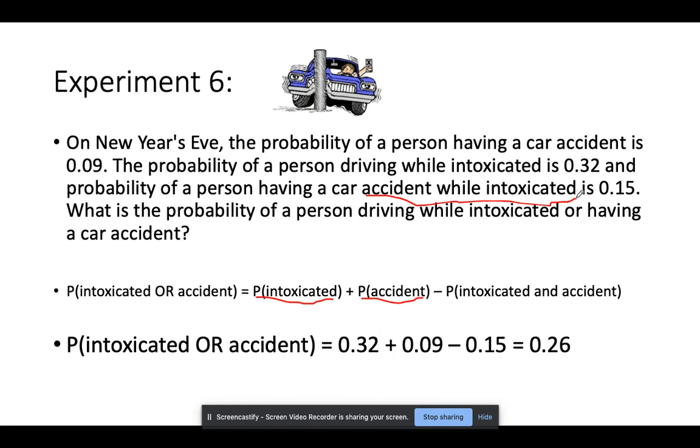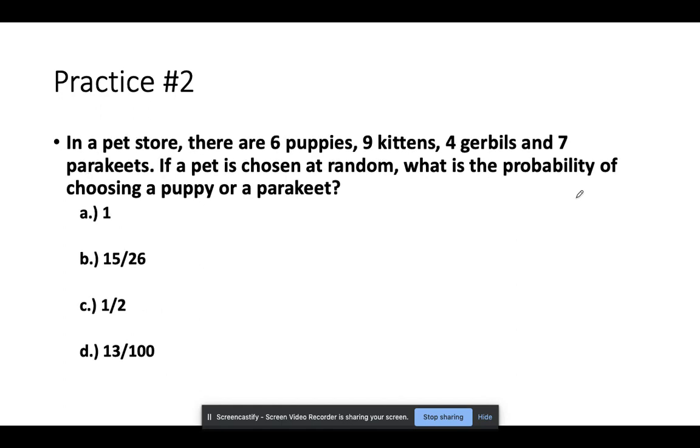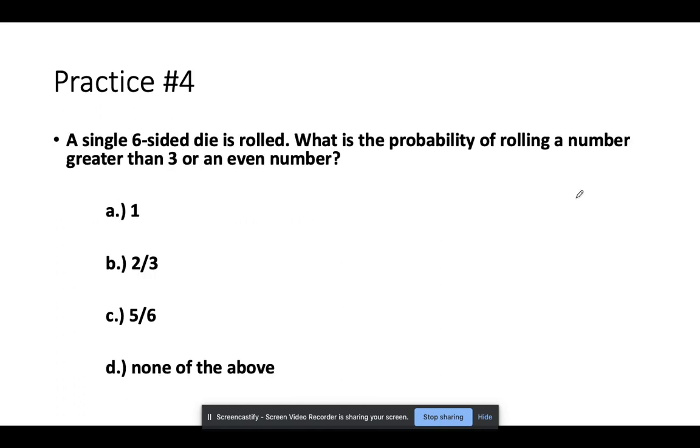So the last 3 pages will be examples or problems that you'll answer. These will be answered in the Edpuzzle. So there's the first one. And there's practice 2. And practice 3. And finally, practice 4.